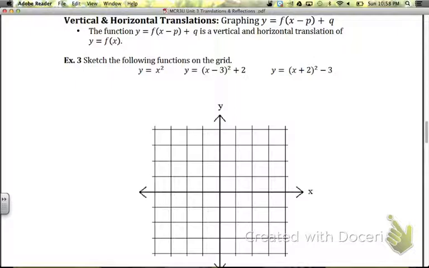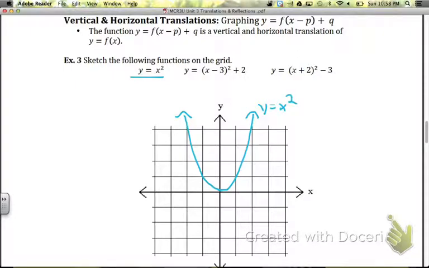So again, we want to graph the following functions on the grid. Let's first begin with y equals x squared. This is just our base function. So we can just plot our points there quickly and graph them. So that's our y equals x squared.